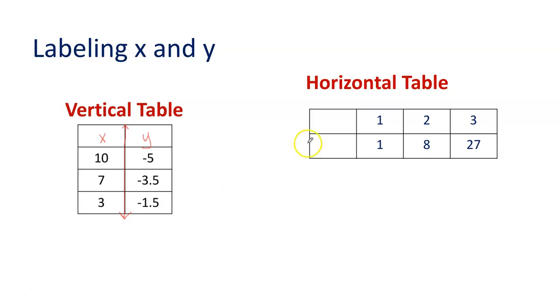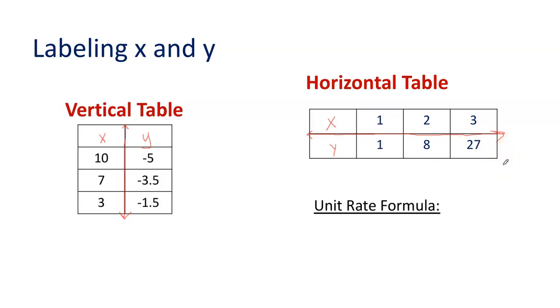When you look at a horizontal table, I want you to pay attention to this middle line. This middle line goes from the left to the right, just like the horizon, where the sky meets the ground. In a horizontal table, the values in the top row are the x values, and the values in the bottom row are the y values.